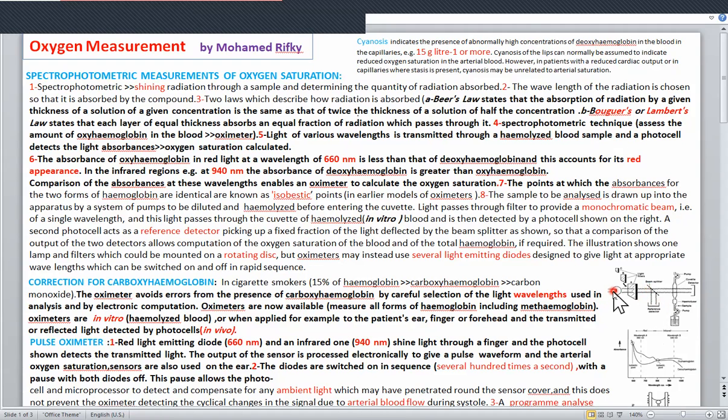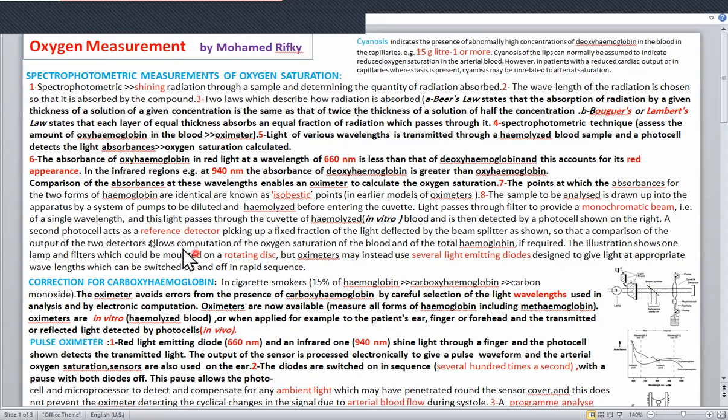You can see the light after being passed through the hemolyzed blood, where there are deoxyhemoglobin and oxyhemoglobin, which goes to a detector. The light is split to another one, which goes to a reference container containing no hemolyzed blood. So we are comparing the difference between that in this area and that in this area. So this is what we call the spectrophotometric method to measure the oximeter. It compares the difference of the absorption of the two types of hemoglobin and calculates the oximeter.